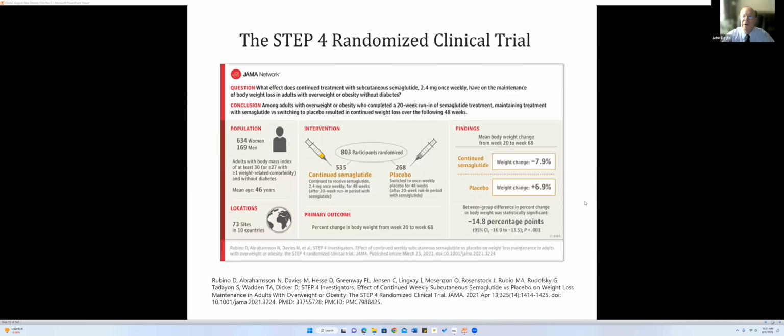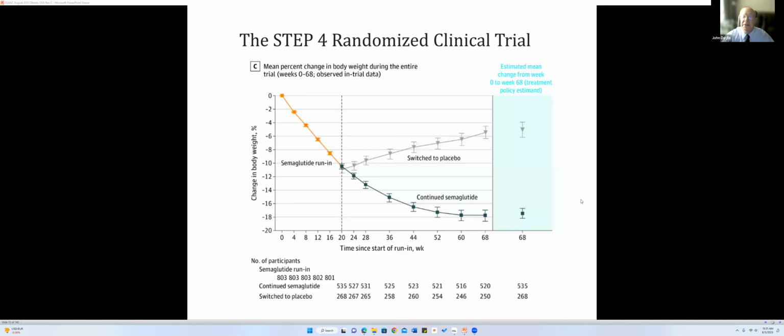Just how good are these drugs at reducing weight? Well, here's a study called the Step 4 Randomized Clinical Trial, published in the Journal of the American Medical Association 2 years ago. And this is a synopsis of how it was carried out. But let's take a look. So here is the mean change in body weight during the entire trial. In the run-in phase shown in orange, up to 20 weeks, they lost weight down to around 10% of body weight.